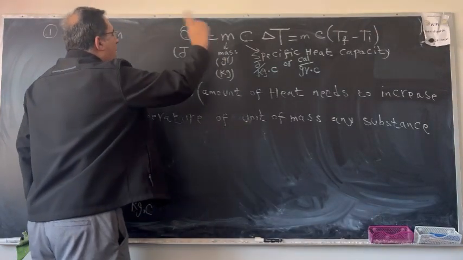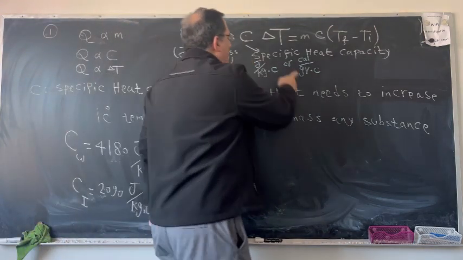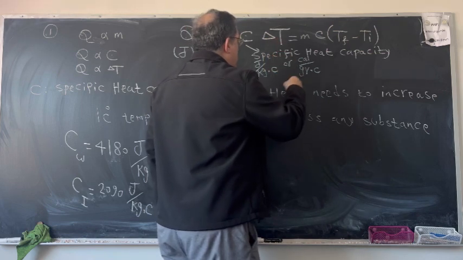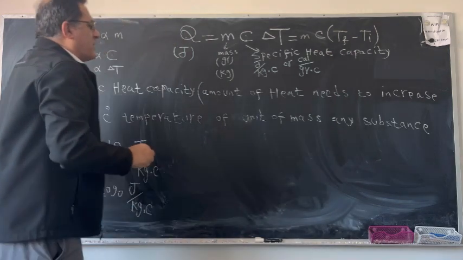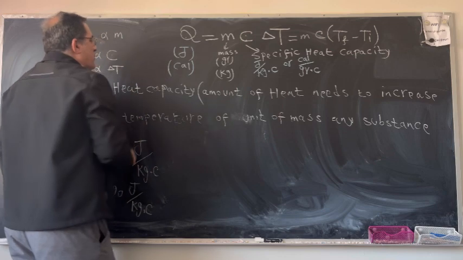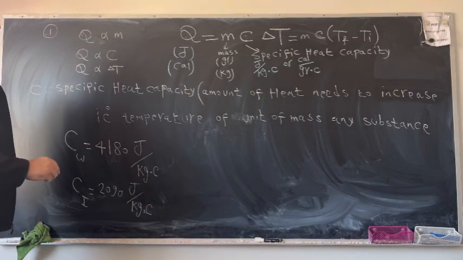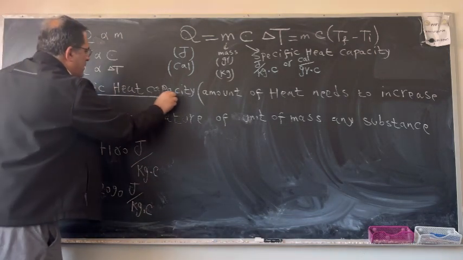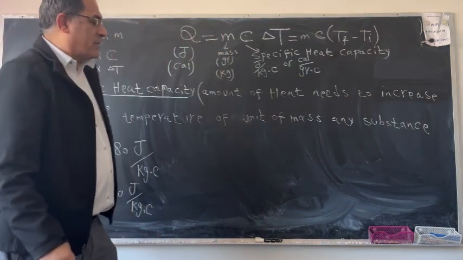Q equals m c delta T. If the unit of specific heat capacity of any substance is calorie per gram times Celsius or centigrade, the unit of heat should be calorie. So Q equals m c delta T. Another definition here: C represents the specific heat capacity.